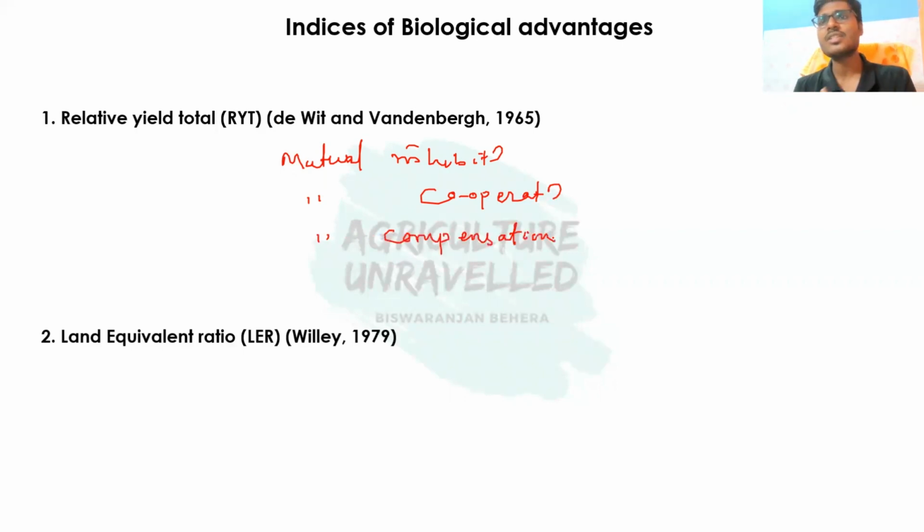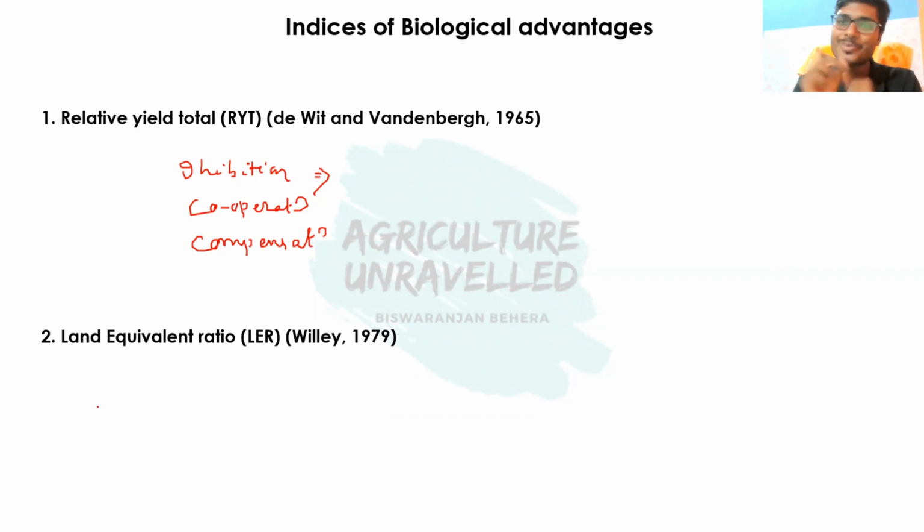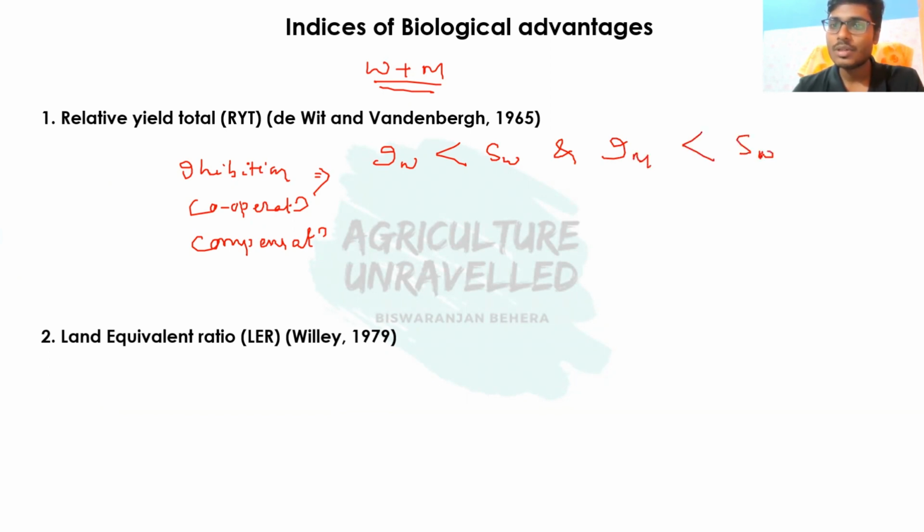Okay, so three kinds of relationships are expected when two crops are grown together. I will give a small example to indicate when these things will occur in an intercropping situation. For example, the intercropping situation is wheat plus mustard. When the intercrop yield of wheat is lower than the sole yield of wheat, and the intercrop yield of mustard is lower than the sole yield of mustard, in this case we can say the relationship is inhibitory, or there is competition between these two crops.